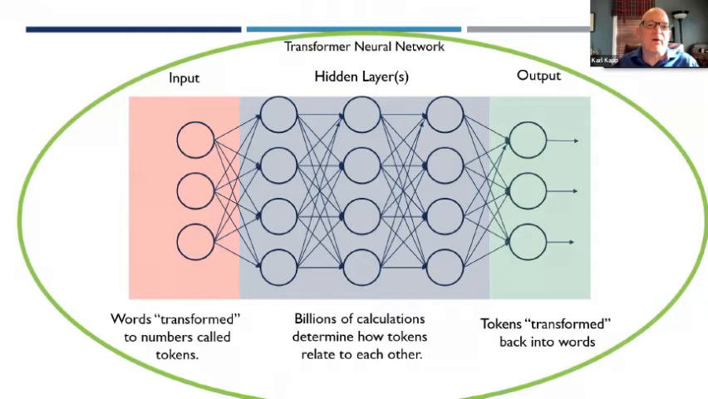You have input, you have the processing through these layers, often called hidden layers, and then you have output. That's a transformer neural network. Now, in order for it to work, typically the words are transformed into numbers, which are called tokens.